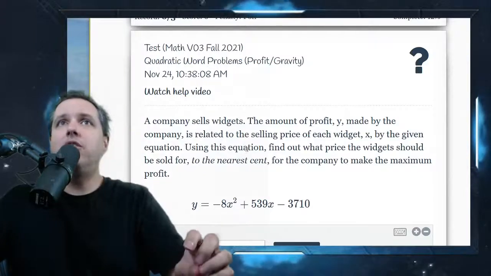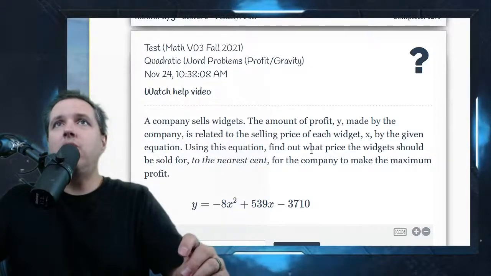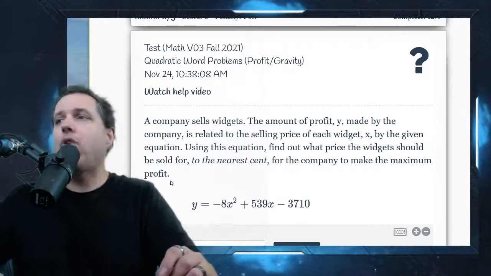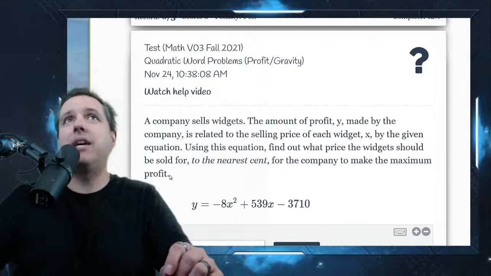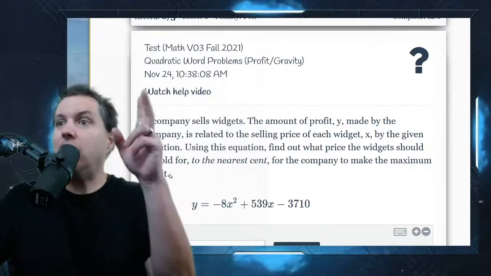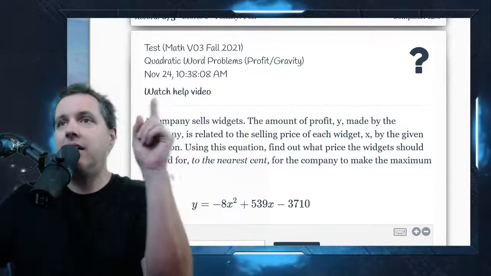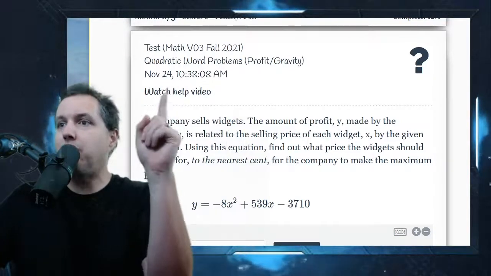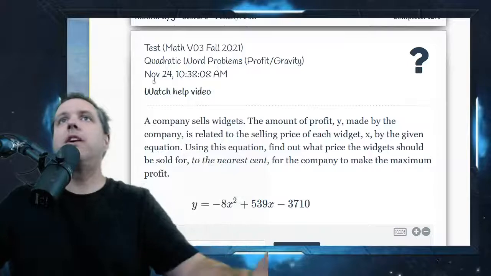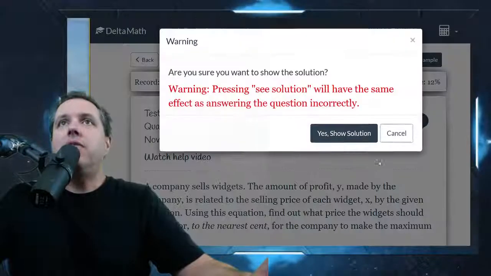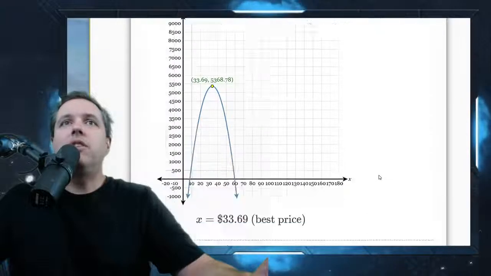By the given equation, using this equation, find out the price the widget should be sold for, to the nearest cent, to maximize profit. We want to maximize profit. That sounds good. If I'm running a business, maximizing profit sounds like a great idea. I like that idea. Let's do that. Let's see if they show the graph and the solutions here. They do.